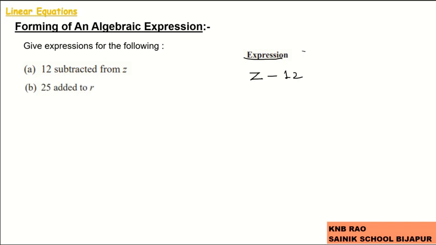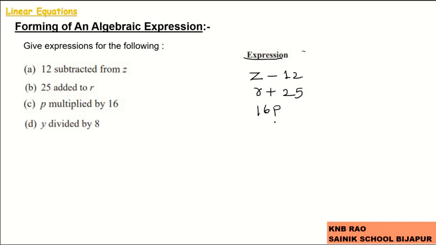Next, 25 added to r. So we can write the algebraic expression as r plus 25. Then we have third, p multiplied by 16, which can be written as 16p.